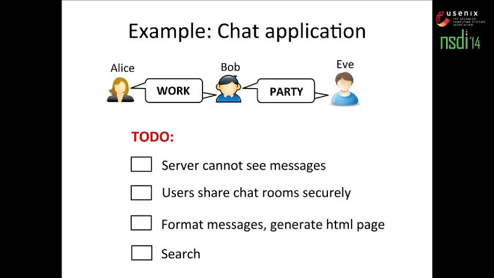To enable this chat application securely, we need to provide a few features. First, the server should not be able to see the messages. Second, the users should be able to share chat rooms securely. What I mean by that is that a user should be able to see the messages in a chat room that he created or that he was invited to, but should not be able to see the messages in another chat room. In terms of computation, the application should be able to format messages and generate an HTML page, and users should be able to search over the chat messages.